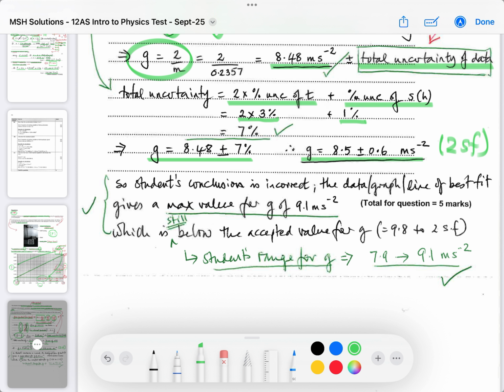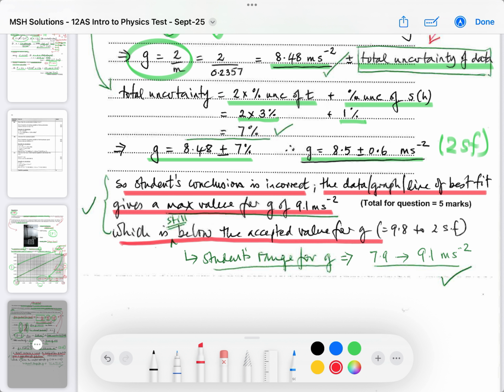So the student's conclusion, I've put, is incorrect. The data or the graph or the line of best fit, and my line of best fit is good, I've drawn it well, gives a maximum value of 9.1 meters per second squared, which is still below the accepted value for g, which is 9.8, to 2 significant figures. The student's range would be from 7.9 to 9.1.